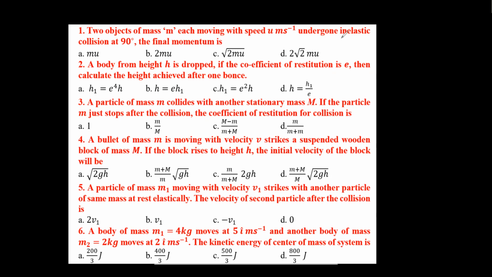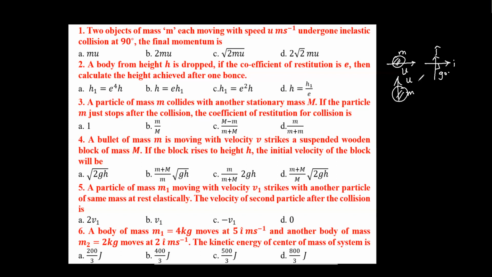Okay, so for this one, what we can do is simply draw a diagram. Let's say this is the first body that is moving with velocity u and mass m, and let's say another object of the same mass m is moving with the same velocity in this direction, so that the angle between these two objects is 90 degrees. Let's say this is in the i direction, and this is in the j direction.